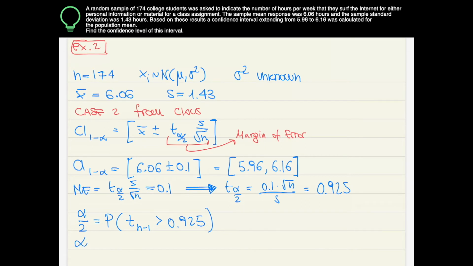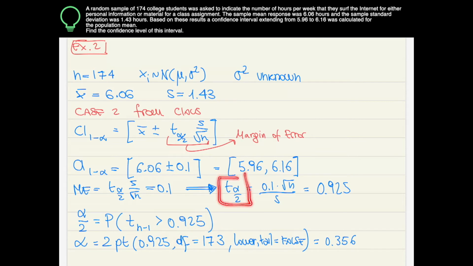We have that alpha will be equal to 2 times the pt of 0.925. Degrees of freedom are equal to n minus 1, n is 174, so this is 173, and lower tail is equal to this, resulting in 0.356. So very similar to the exercise before. The only thing we need to be careful about is the degrees of freedom of this Student t.